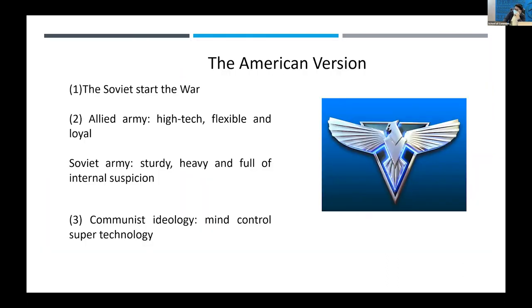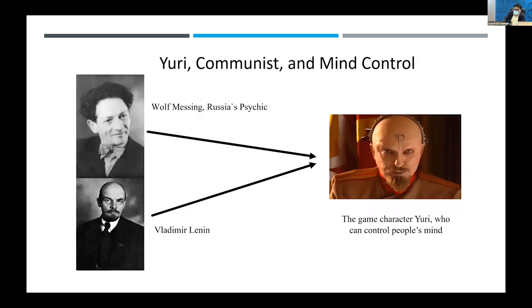Moreover, the original game explains communist ideology as underpinned by mind control technology developed by the Soviets, so it simplifies the communist ideology. This character on the right, named Yuri, is one of the Soviets who can control people's minds. The prototype of this character comes from Wolf Messing, a famous Russian psychic, and his appearance is based on Lenin.